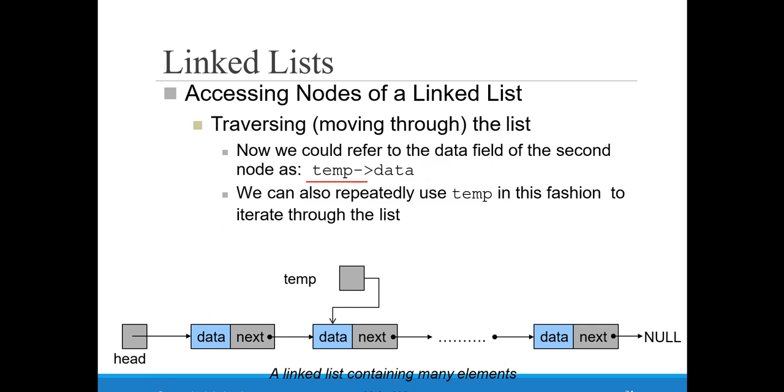We access the data field by temp.data, and we repeatedly use temp in this fashion to iterate through the list. If I want to move from one place to another in this list, I will use the same idea. I will create a temp, and this temp will be pointing to the head, and then traverse this way: head, then the next, then the next, and so on.